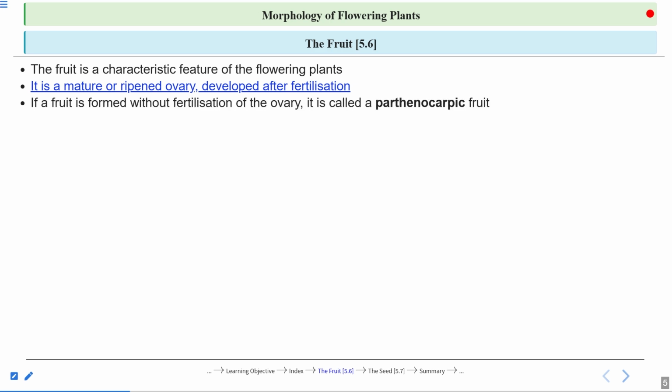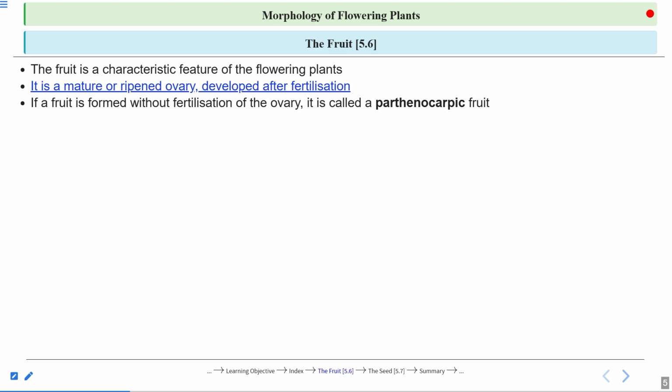If a fruit is formed without fertilization of the ovary, it is called a parthenocarpic fruit. So what is a parthenocarpic fruit? It is a type of fruit in which no seeds are formed. Why?